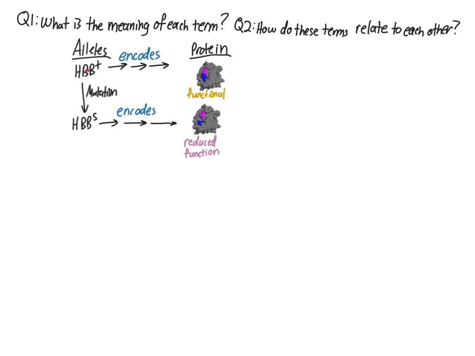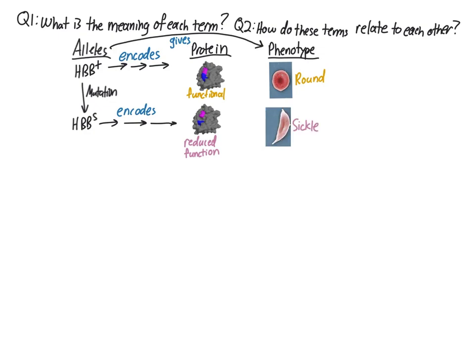The HBB plus allele, because it encodes a normal functional protein, gives normal, round red blood cells. And so this is the phenotype for this allele. The phenotype for the HBB plus allele is round. The HBBS allele, shown here, and its abnormal protein that it encodes causes red blood cells to adopt a sickle-like shape.